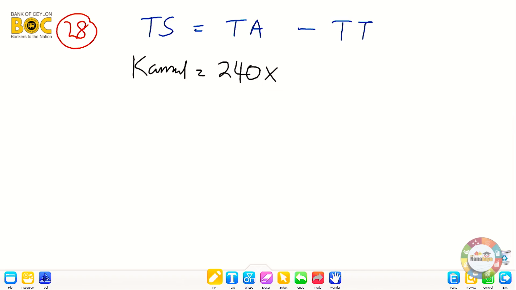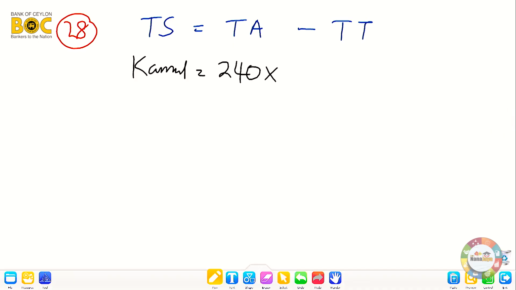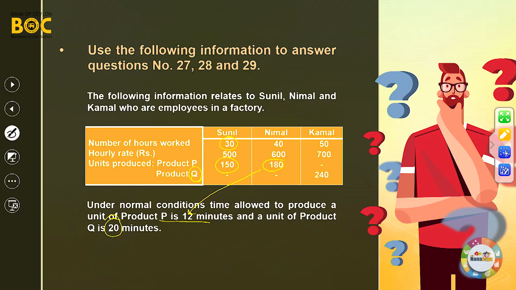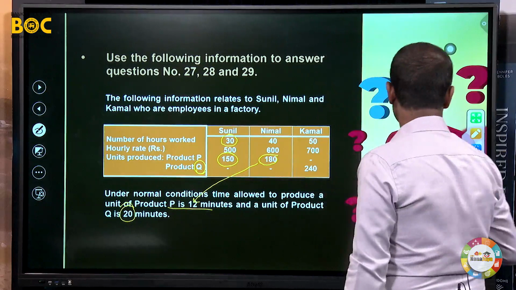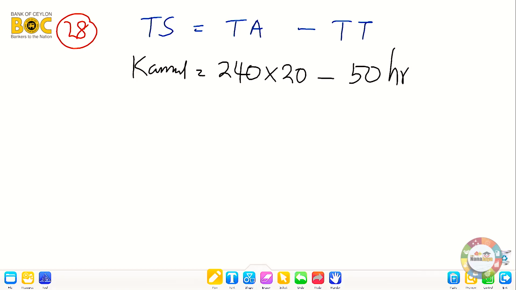For product Q you allow 20 minutes. Maybe more time consuming, 20 minutes. You multiply by 20 minutes. The time taken by Mr. Kamal is 50 hours. He has taken 50 hours. This is the number of minutes. To convert into hours, we divide by 60 minutes per hour.